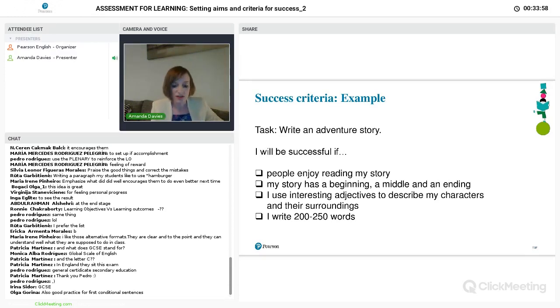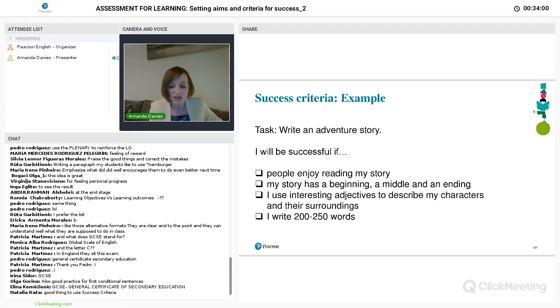Now, the criteria should relate to what students have been learning. They can be about language or skills or both. So again, it's whatever your students have been working on. So maybe you've been working on speaking and showing interest. So that might be a success criteria. Or maybe you've been working on, again, the present perfect, and the success criteria asks students to use the present perfect.